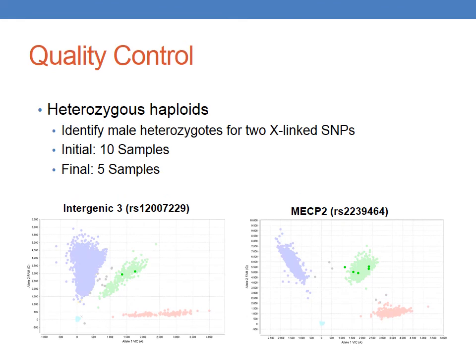So a third quality control check I used was identifying heterozygous haploids within Plink, the Plink software. This is because we had 2 X-linked SNPs, so there shouldn't be any heterozygous males in the heterozygote clusters. However, we initially identified 10 samples that were males, heterozygotes for these 2 SNPs. After these were repeated, this was reduced to 5 samples, so 1 in the 60s and 4 in the 40s cohorts.